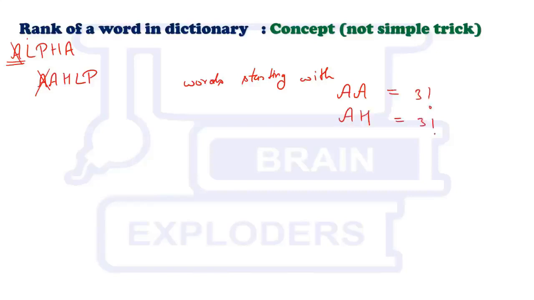Now how many words start with A, L? Wait, we have reached the next correct letter, so eliminate it. How many words now start with A, L, A? They are 2 factorial. How many words start with A, L, H? 2 factorial. Words starting with A, L, P. We reached the third correct letter, so eliminate it.